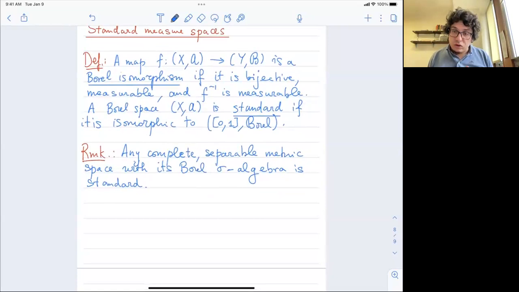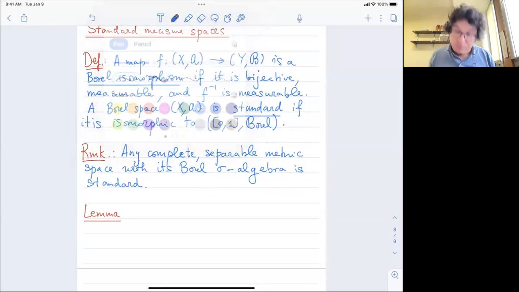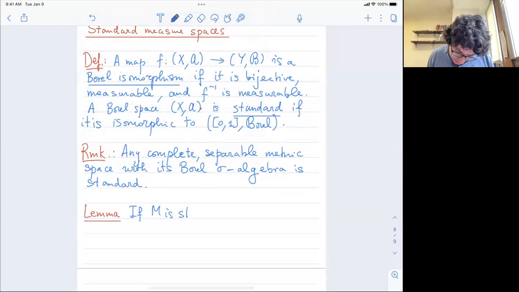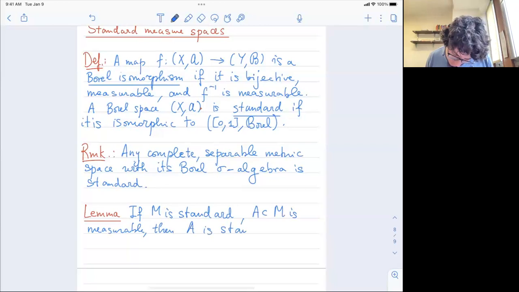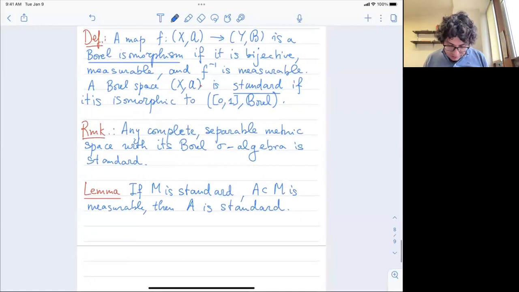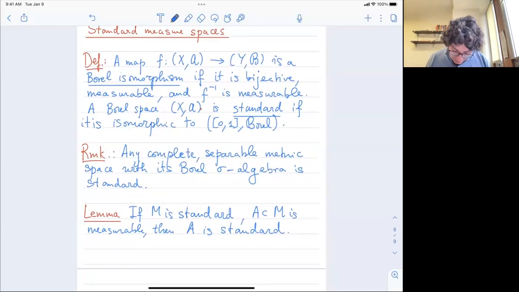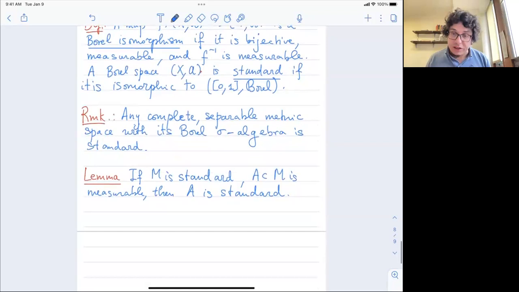And also what is nice about the standard spaces is that you can take subsets and products. So if M is standard and A in M is measurable, then A is also standard. So we start with a complete metric space, but then we can take any measurable subset of it. The original metric is no longer complete, but it doesn't matter. It's still isomorphic as a measurable space to another complete metric space. So this equivalence relation is pretty weak, but still we need to say something.